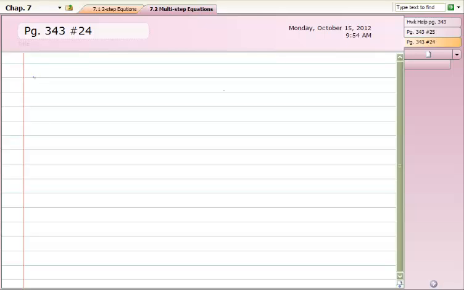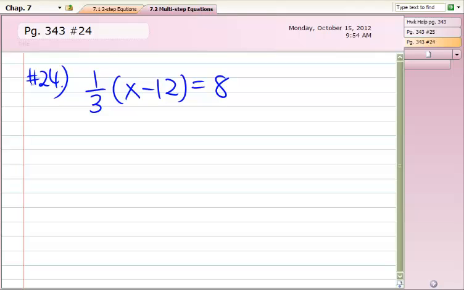I'm going to do problem number 24 from page 343 in that Pre-Algebra Prentice Hall textbook. The problem says 1/3 times a quantity of x minus 12 equals 8. The first step I want to do is the distributive property. I'm doing that because of the parentheses.